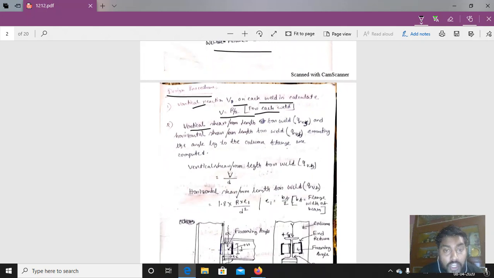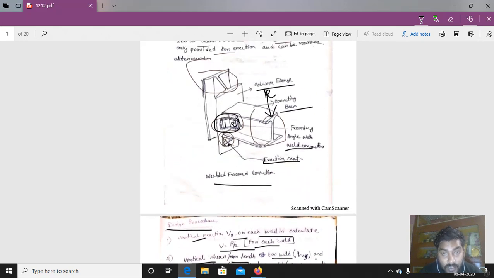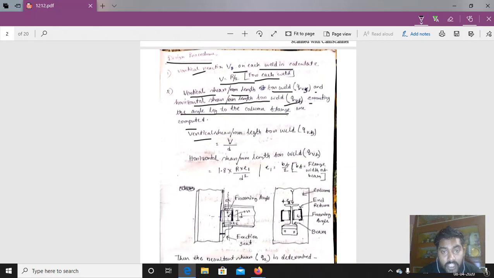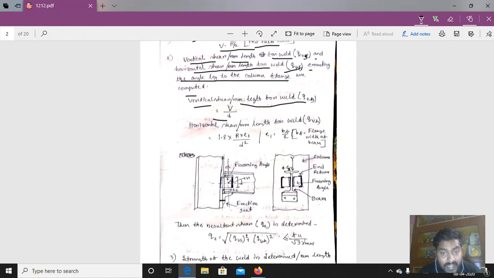Now, the vertical shear per millimeter length for the weld QVS and the horizontal shear per millimeter length for the weld QVH, connecting the angle to the column flange. So, first we are determining this connection. I computed the vertical shear per millimeter length per weld, that is equal to QVS = V by T. V we have calculated, and this is the V of the angle. One angle length is D, that is the length of the angle we have to determine first. So, D is equal to the length of the angle.